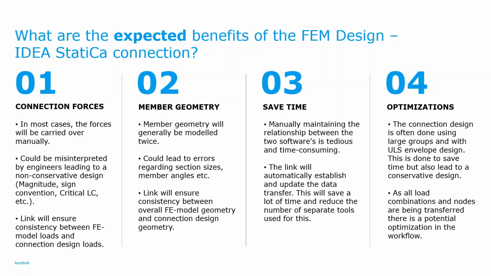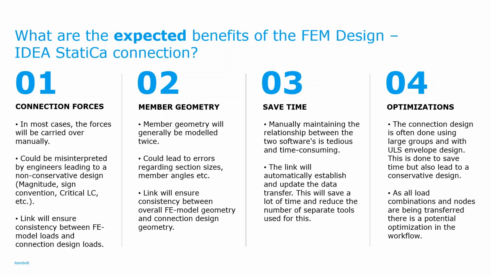I see a lot of potential in the fact that the software will automatically handle forces and geometry of members. So currently there are several ways to carry over information, but normally it requires some kind of manual effort. And that could, of course, lead to mistakes in what I put in: load magnitude, sign convention, what did we actually use, the critical load combinations, are we using the right section sizes, are member angles correct, etc., etc. The link should ensure that this will not happen.